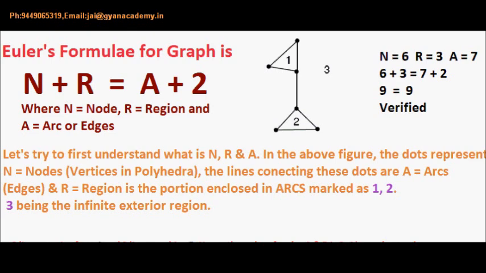In the figure above, the dots represent n, the nodes. We have 6 dots here, 3 here and 3 here. Therefore, we say n is equal to 6. And arcs are the lines which are connecting these dots. We have 3 in this triangle over here and 3 in this triangle over here and 1 in the middle over here. That's why we say arc is equal to 7. And a region is the portion which is bound in between the arcs, enclosed by the arcs. 1 is here and 2 is here, and 3 being the infinite region which is outside this.